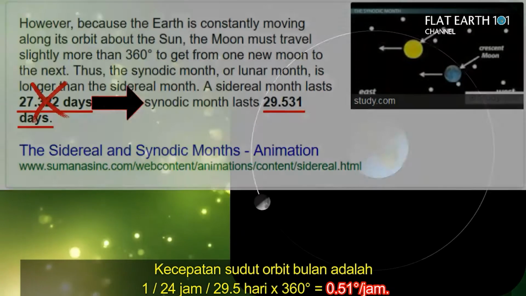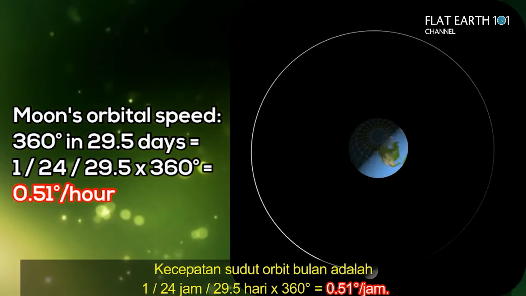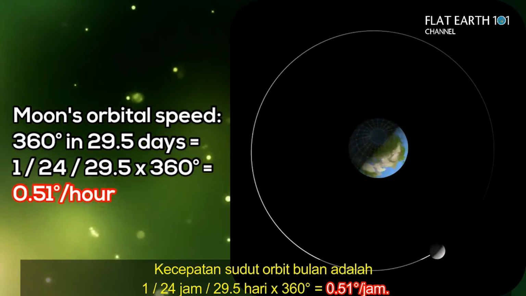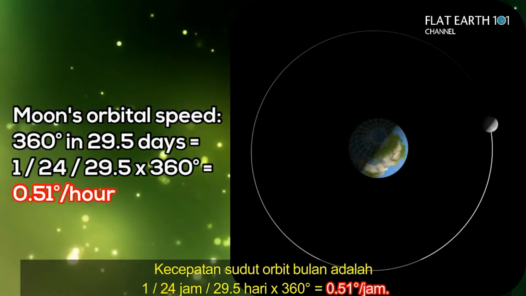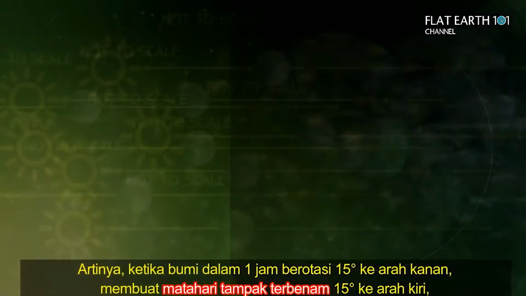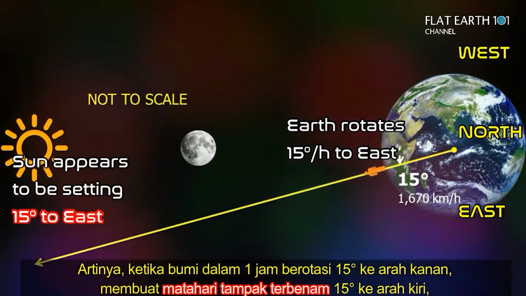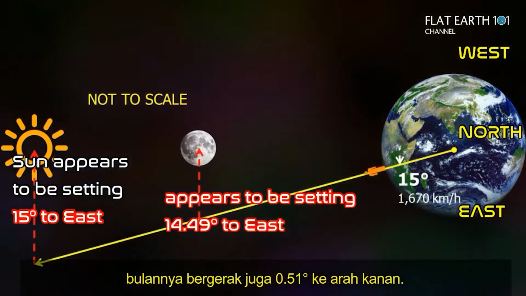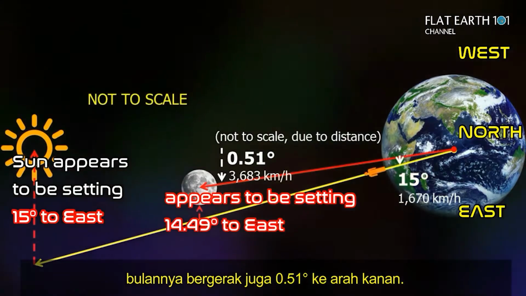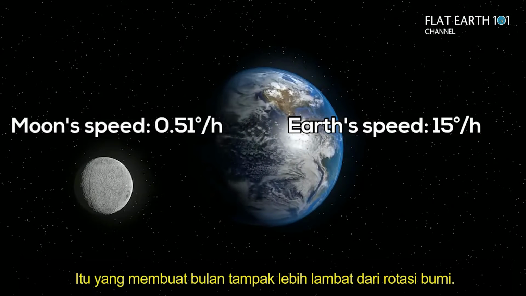The angular speed of the Moon's orbit is 1 per 24 hours divided by 29.5 days times 360 degrees, which equals 0.51 degree per hour. That means when the Earth in an hour is rotating 15 degrees to your right, making the Sun appear to be setting to your left 15 degrees, the Moon is moving 0.51 degree to your right. That makes the Moon appear to be slower than the Earth's rotation.